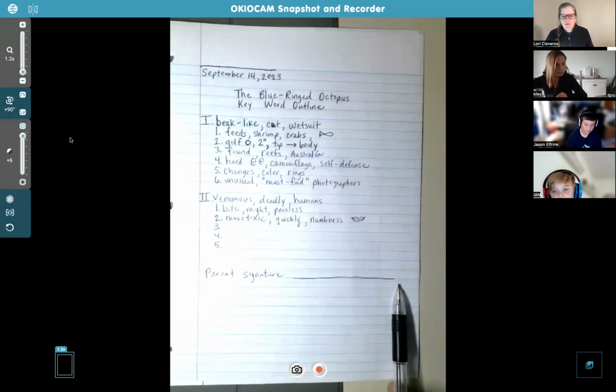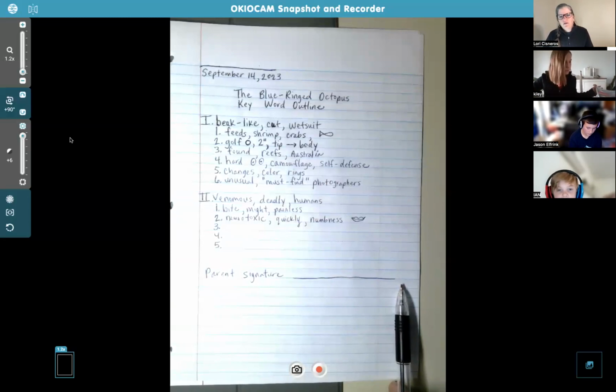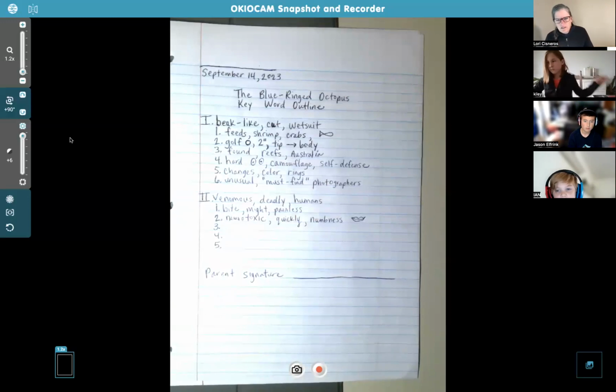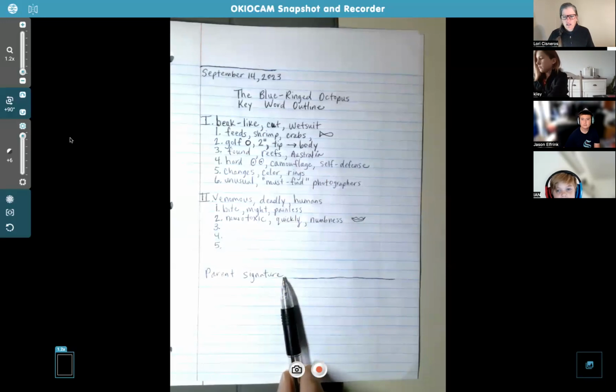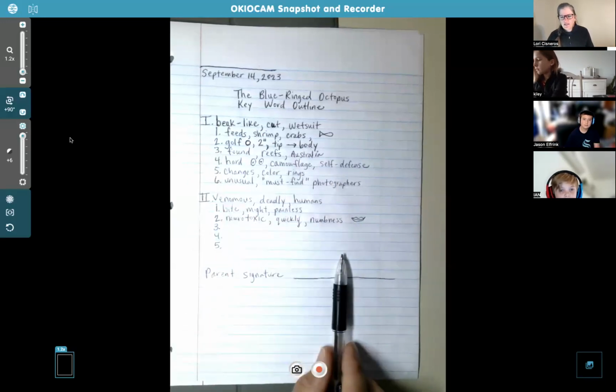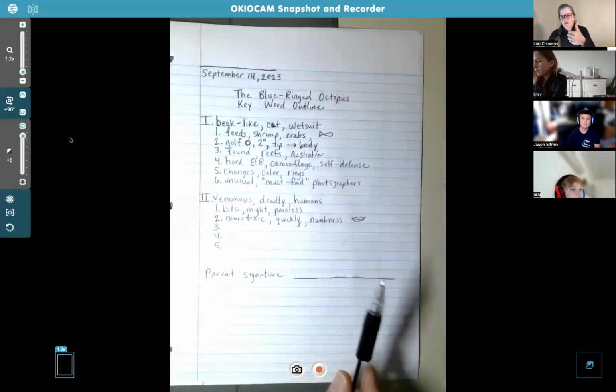Now, if your parent says, wow, that's interesting, I never knew that about the blue-ringed octopus, that means you did a good job. But if your parent says, what in the world are you talking about? I don't even understand anything you're saying, then you have to try this again. Make sure that it makes sense as you're telling it to your parents, because you're basically telling them the whole article in your own words using these keywords. Does that make sense to you guys? Give me a thumbs up if you got that.